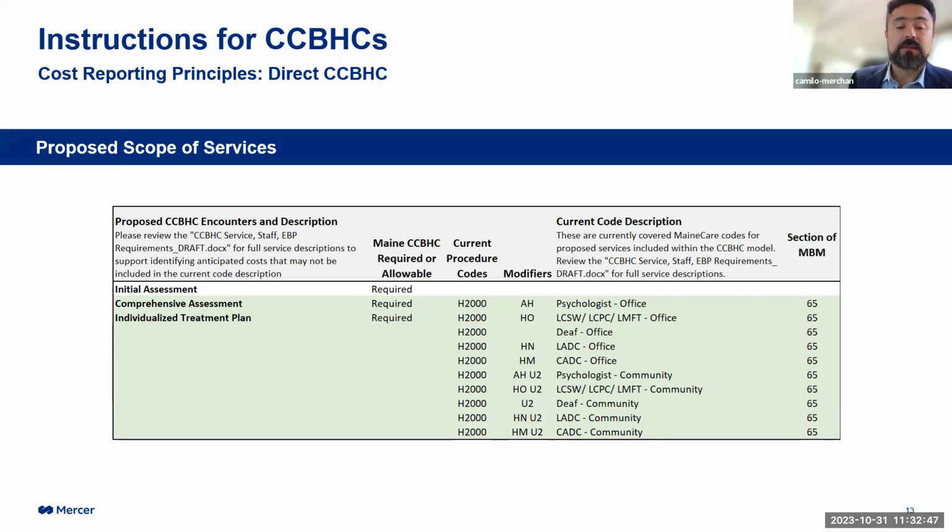This chart describes the codes that trigger a visit, and that will be used in the encounter reporting by the centers. You can see here the procedure codes and modifiers, again, as I was saying, that trigger an encounter, and that will trigger the number of visits to the center.